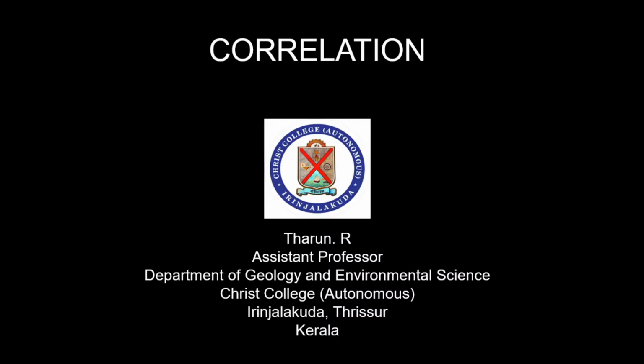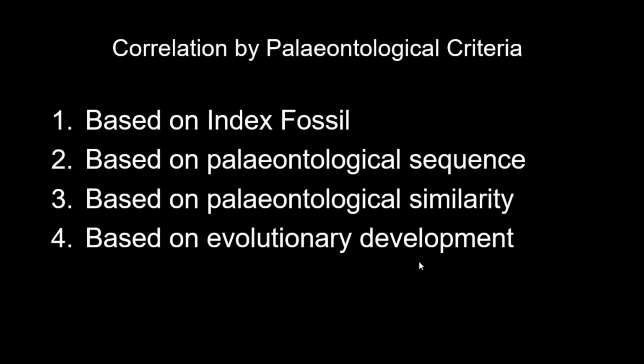The correlation based on the paleontological criteria is of mainly four types. The first one is correlation based on index fossils. A fossil species which characterizes a specific horizon or strata by its abundance is known as an index fossil. An index fossil is a species or genus or a taxonomic group that is especially noticed, and it is believed to be useful in identifying a certain age. Correlation by index fossil is the simplest method of paleontological correlation.